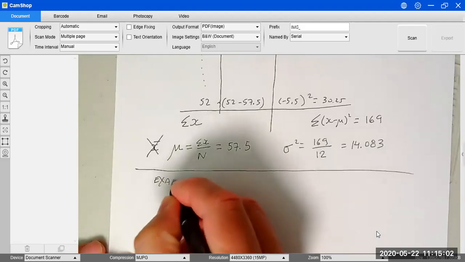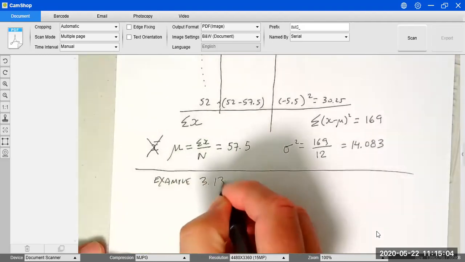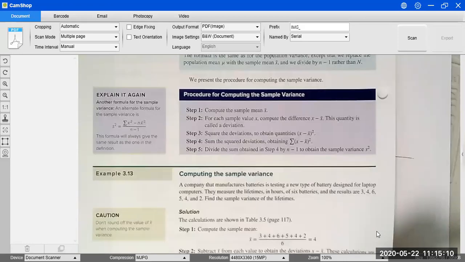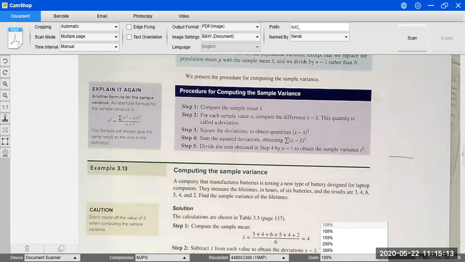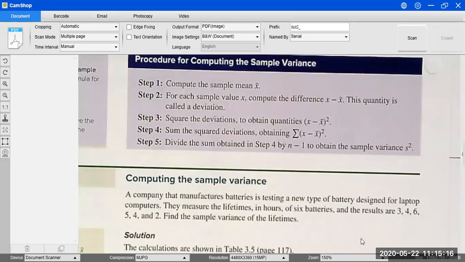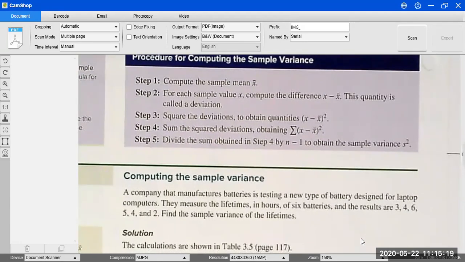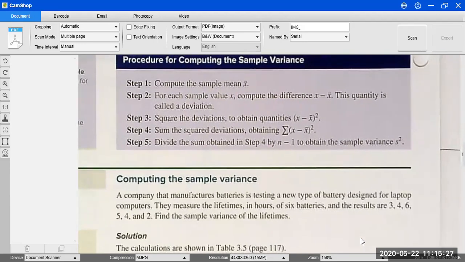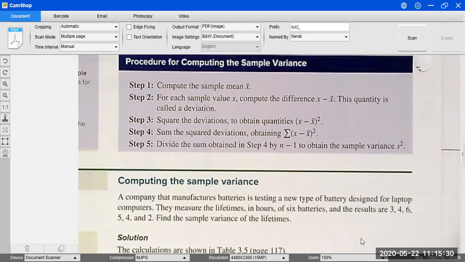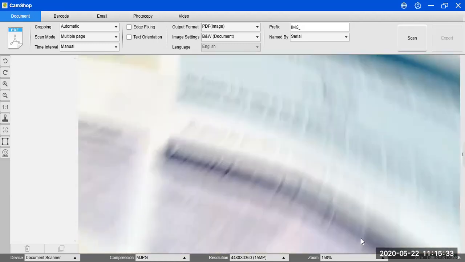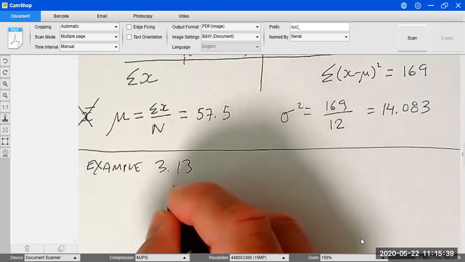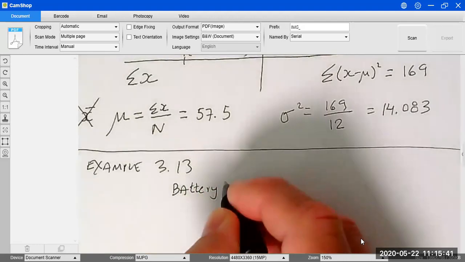Example 3.13 says the following. A company that manufactures batteries is testing a new type of battery designed for laptop computers. They measure the lifetimes in hours of 6 batteries, and the results are 3, 4, 6, 5, 4, and 2. Find the sample variance of the lifetime. So for this problem we are working with battery lifetime.